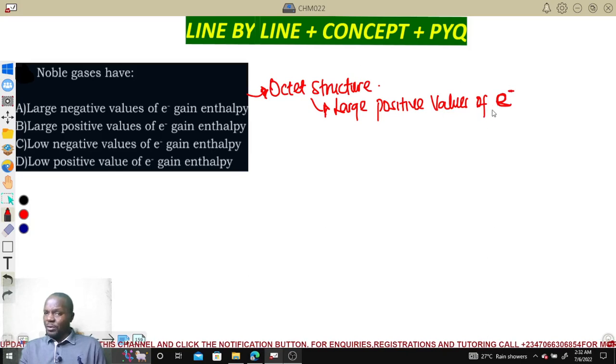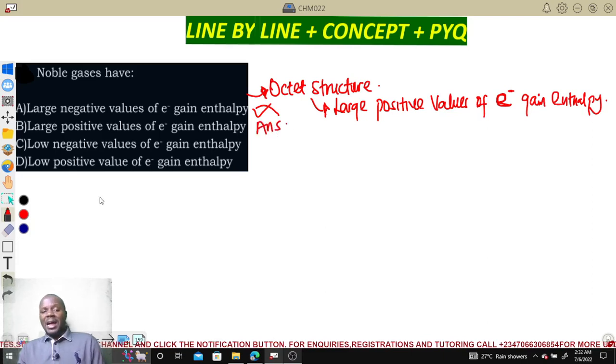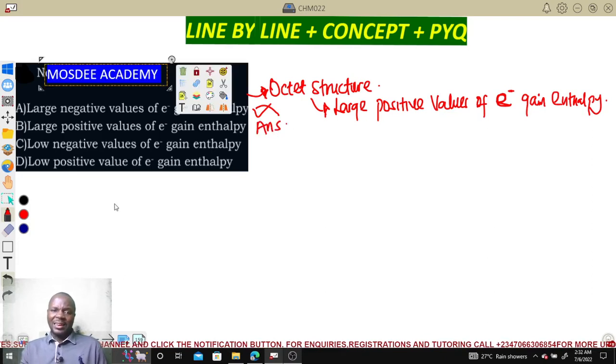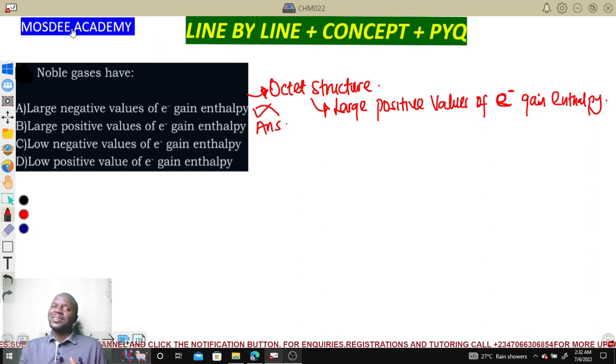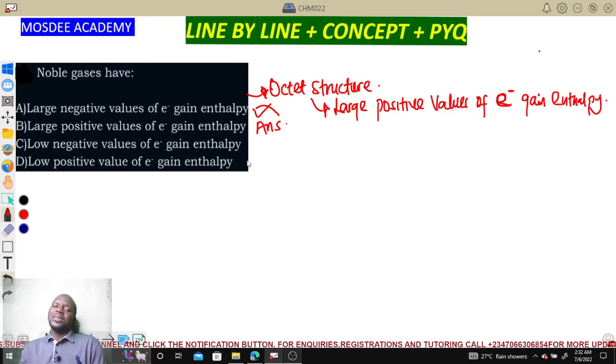So this is large positive electron gain enthalpy, because they already form a stable structure. Enthalpy or energy, anyhow you see it. So please note that. So this is the answer. Not negative, large positive. So this is the answer, my dear student. So guys, I hope you are getting this. And the reason is because there is no interaction. They have van der Waals force between them. So the next question.